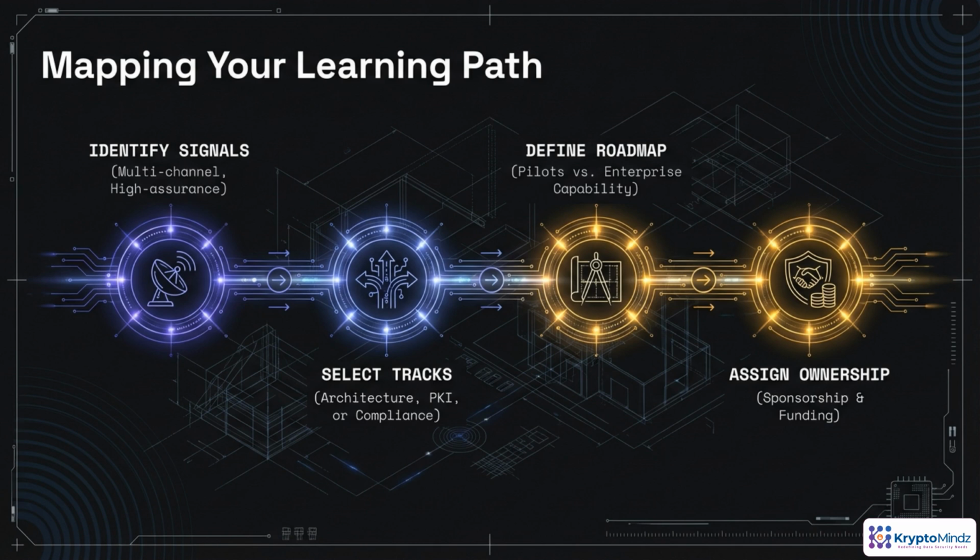You can structure your learning path the same way you'd structure an eIDAS 2.0 program. First, notice the signals. Do you have multi-channel journeys, cross-border services, or high-assurance use cases? Those are clues you'll need deeper capability. Next, choose the right tracks. Some teams need architecture and PKI depth, others need stronger legal and compliance expertise. Then translate those choices into a roadmap, short pilots, or building shared enterprise capabilities. And finally, assign clear ownership, sponsorship, and funding, so this doesn't stay a side project, but becomes part of your core strategy.